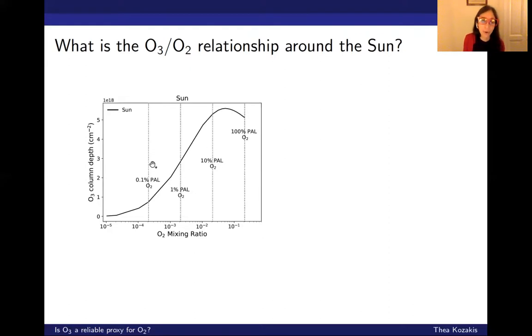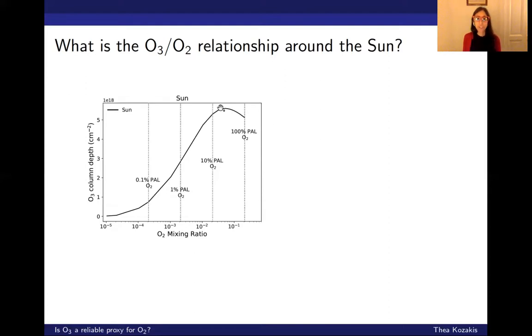So here at about 0.1% present level of oxygen, that would be before the Great Oxidation Event. After the Great Oxidation Event, it's predicted that O2 was between 1 and 10%. And then more recently, with the emergence of more complex life, it was likely over 10%, up to our current level of oxygen. All right, so if you look at this plot, right away you can see it's clearly not a linear relationship between O3 and O2.